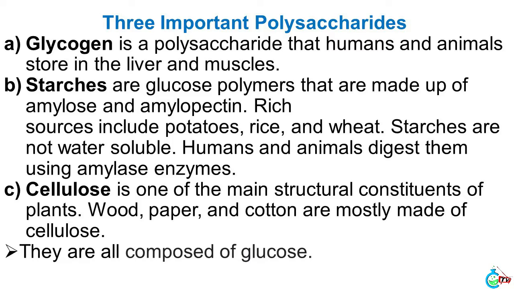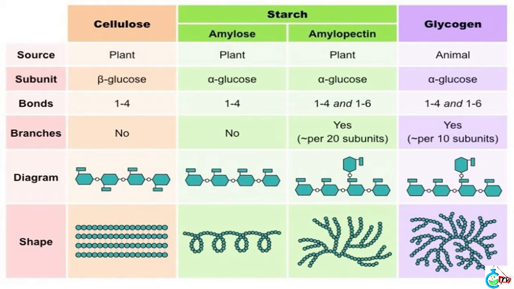3 important polysaccharides. Glycogen is a polysaccharide that humans and animals store in the liver and muscles. Starches are glucose polymers made up of amylose and amylopectin. Rich sources include potatoes, rice, and wheat. Starches are not water-soluble. Humans and animals digest them using amylase enzymes. Cellulose is one of the main structural constituents of plants. Wood, paper, and cotton are mostly made of cellulose. They are all composed of glucose. Cellulose, starch, amylose, amylopectin, glycogen.